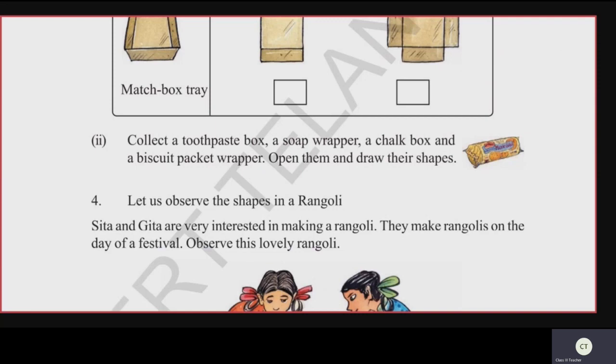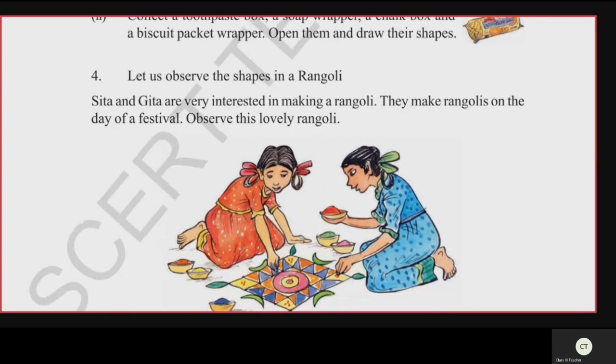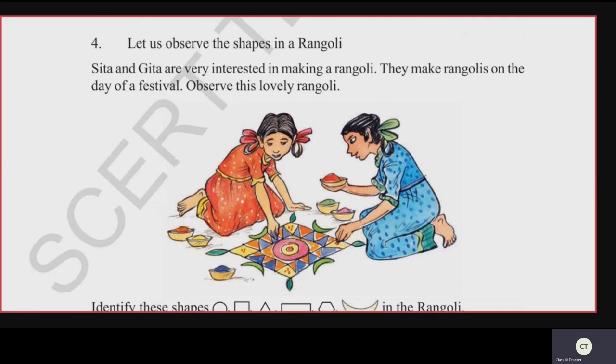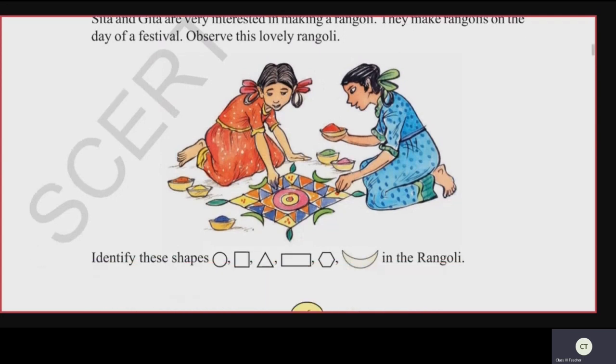Try this activity. Two girls are sitting and preparing a design. Sita and Geeta are very interested in making a rangoli. They make rangolis on the day of a festival. Observe this lovely rangoli. Identify the shapes.